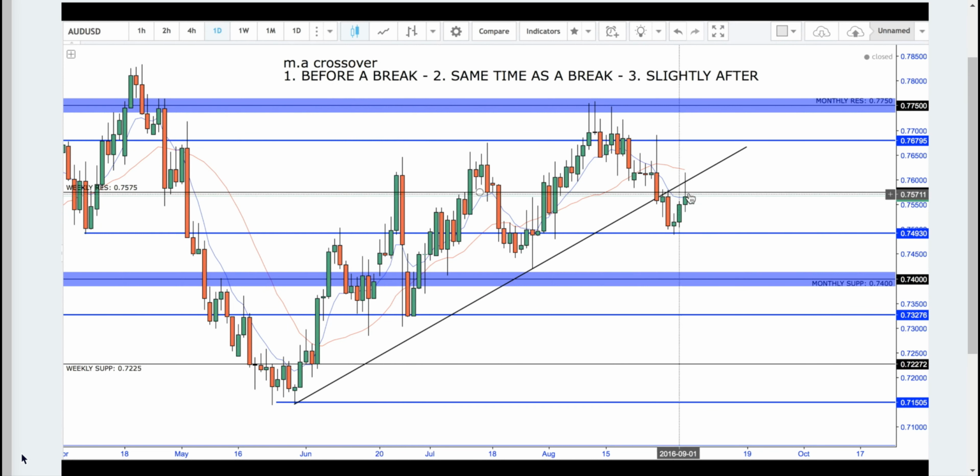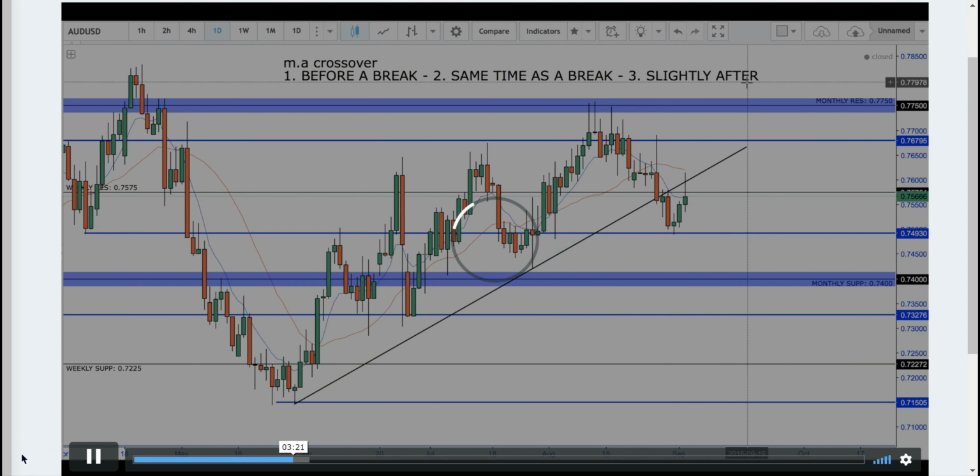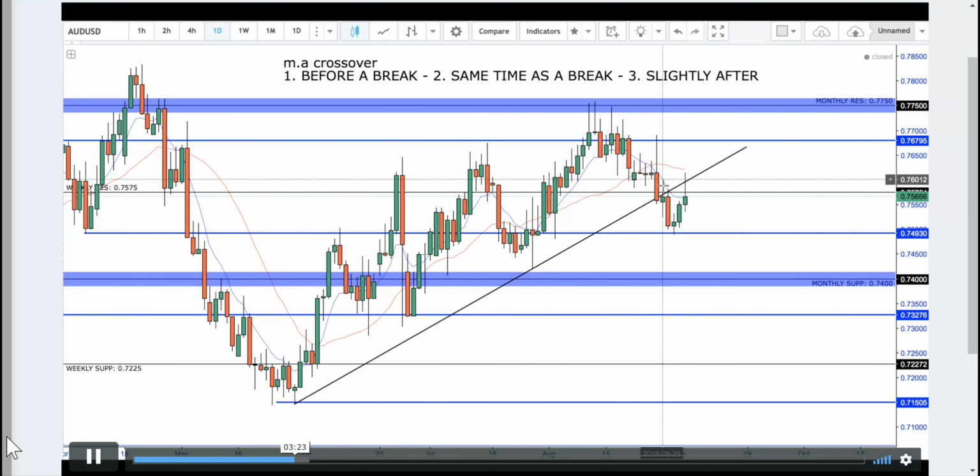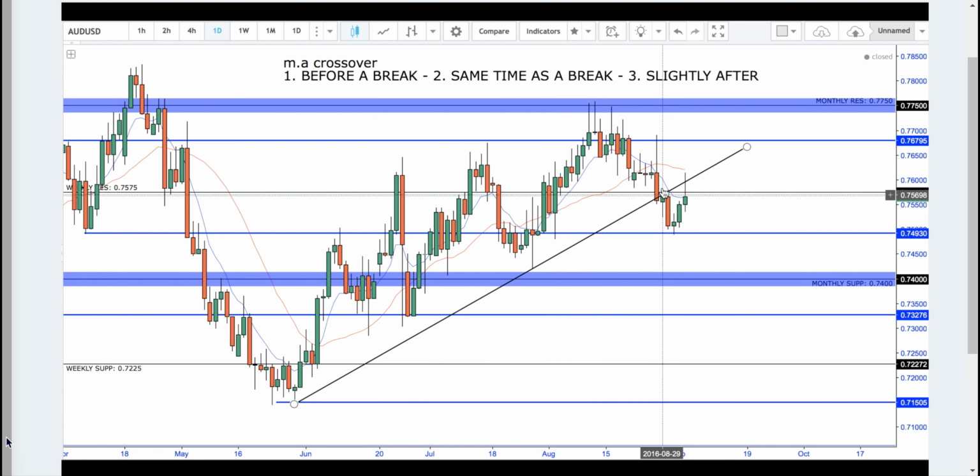Same time as a break, you may sometimes just have to move the candlesticks out of the way by clicking line chart to see what's going on there. And then after, if it happens afterwards, let's say we had a breakout of the trend line, that's the breakout, but this is the official one. We're fully out of that trend line now. What we want to then do is wait for the moving averages to cross over before going short in any case.